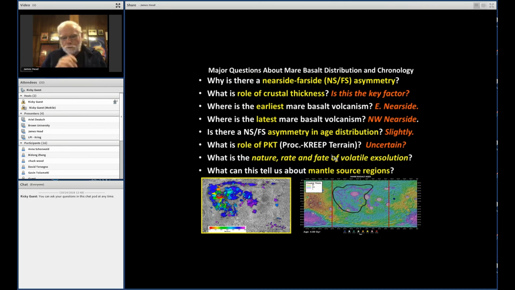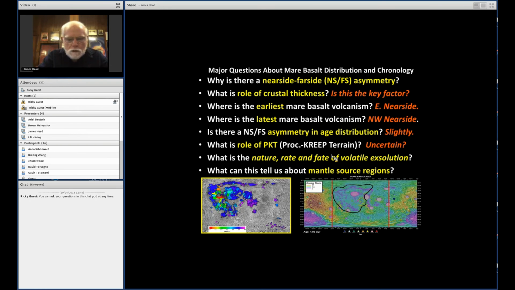What's the role of the Procellarum KREEP Terrane? There's lots of literature on this, and this is a critically important point. Mark Wieczorek and Roger Phillips and others have argued that the Procellarum KREEP Terrane is the reason that the mare basalts are so important and so young there. Perhaps that's the case, but if you look at the crustal thickness map, it's also an area of pretty thin crust. And so this is an area we need to continue to discuss.